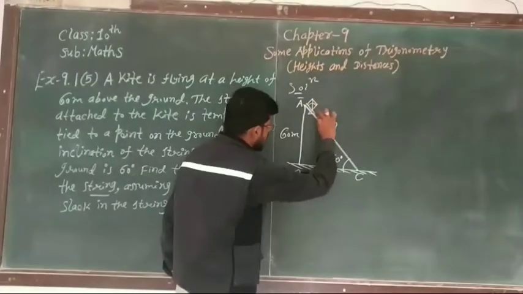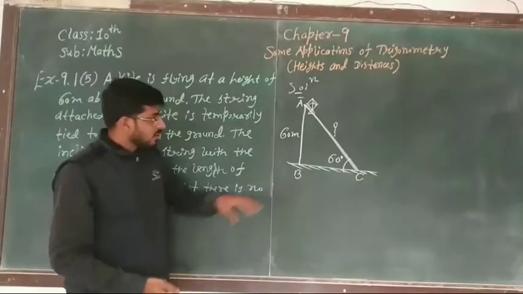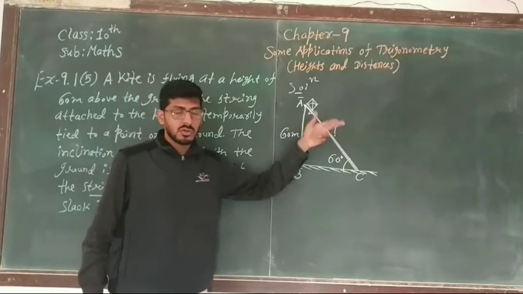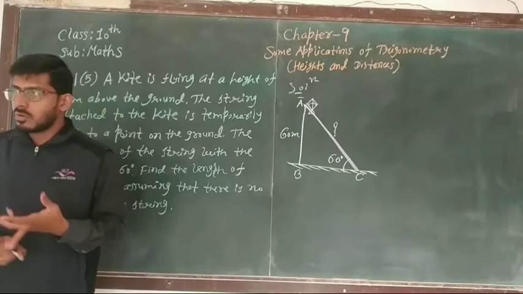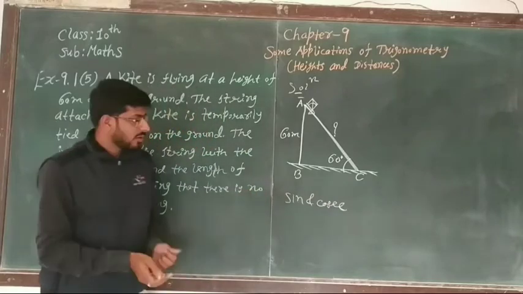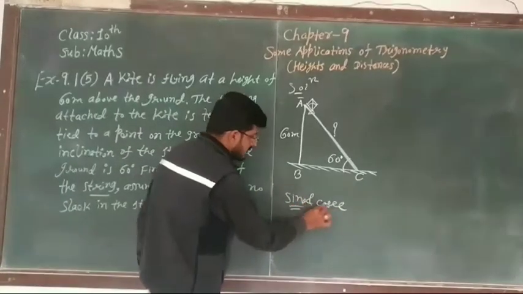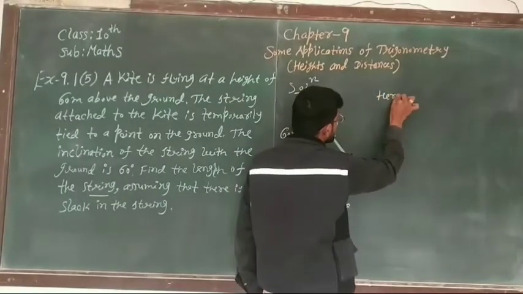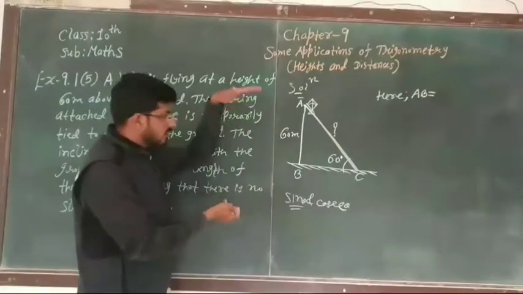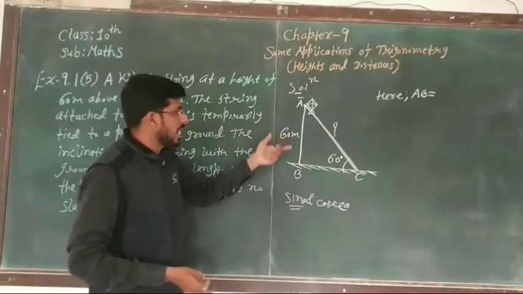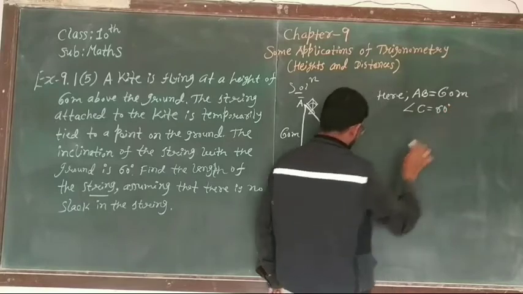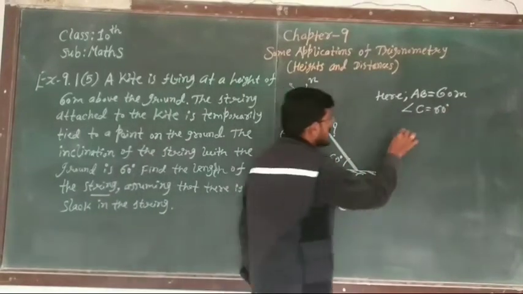Is it clear? Now see, here opposite side of angle C is given. Yes or no? And we have to find hypotenuse. Okay, so in which ratio opposite and hypotenuse both covered? See, sine and cosec. Yes or no? Sine and cosec. Okay, so generally we have to use sine. Okay, so first write down here AB is equals to the height of the kite from ground. So simply we have to write down AB is equals to 60 meter. Angle C is equals to 60 degree. And find AC. So AC is equals to question mark.